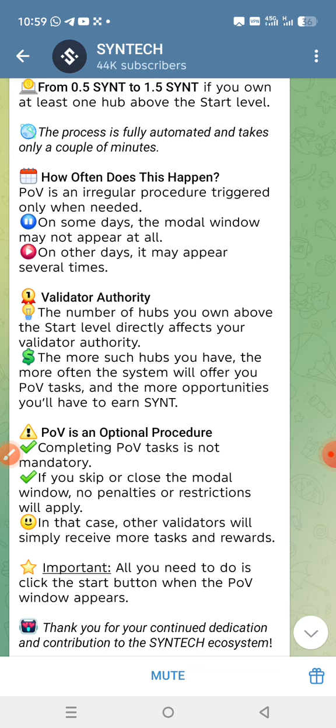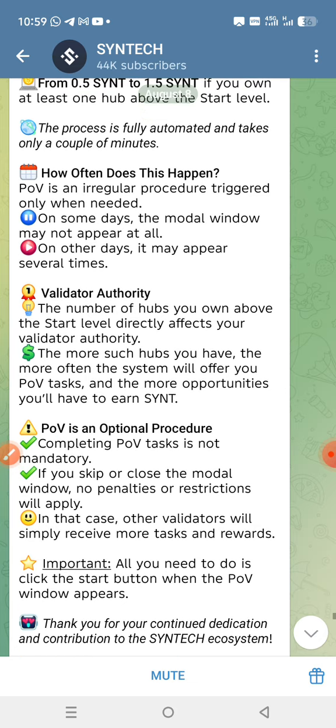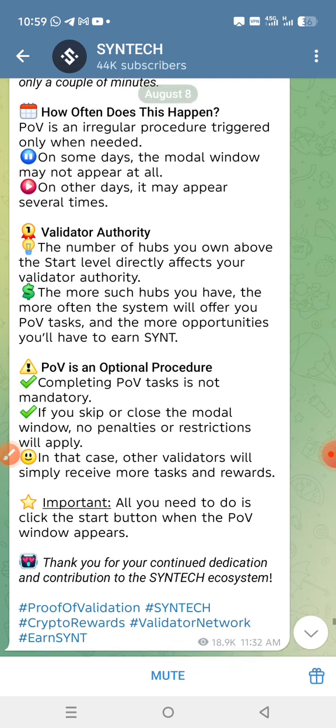So in a day, if the window appears 2 times for you who have two hubs, the one who has 3 or 4 hubs will get like 3 times or 4 times. That's what you have. So the more hubs you have, the higher chances you have to validate in a day.